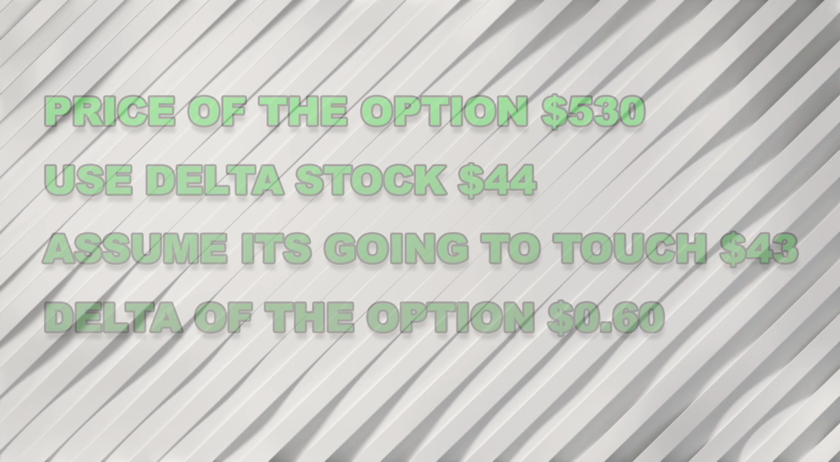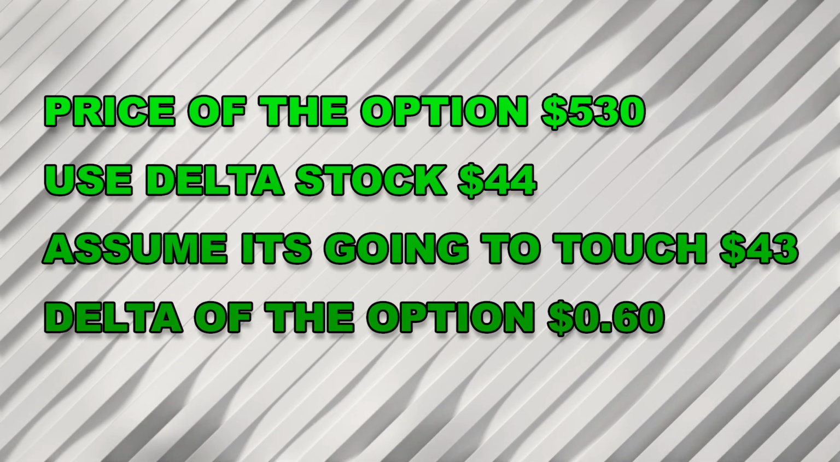The stock or the option price pre-market is $5.30. Well, I don't want to pay $530 a contract. I don't want you to pay $530 a contract. So how do we apply the lessons that you've learned in this video? Excellent question. We take Delta Airlines stock, which is at $44.